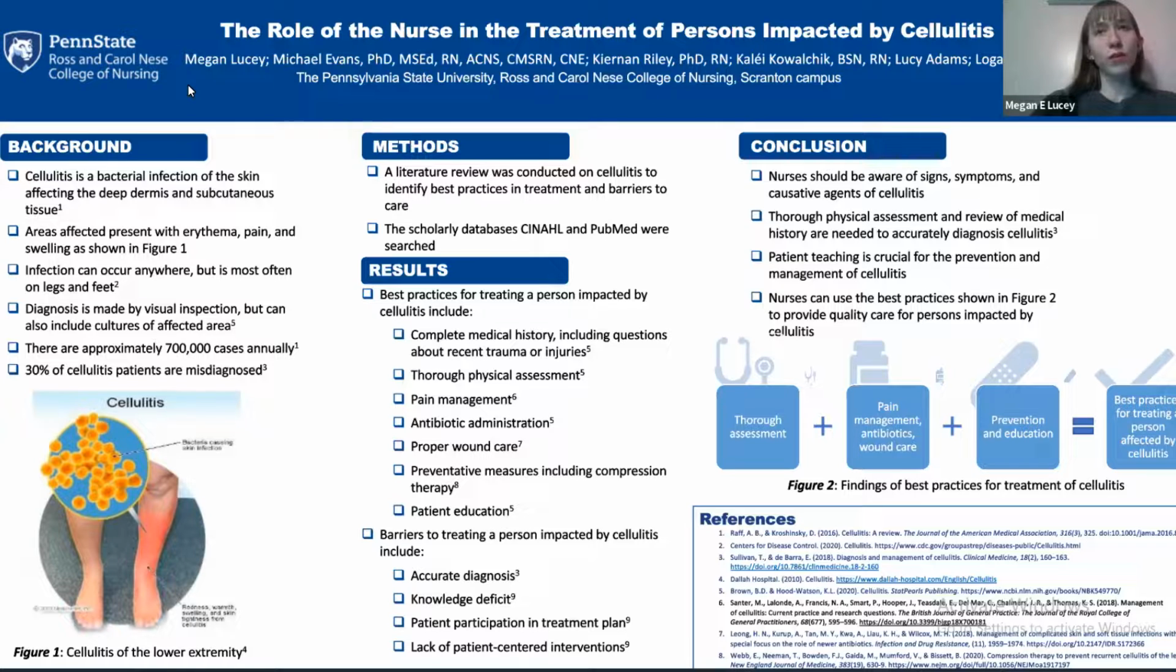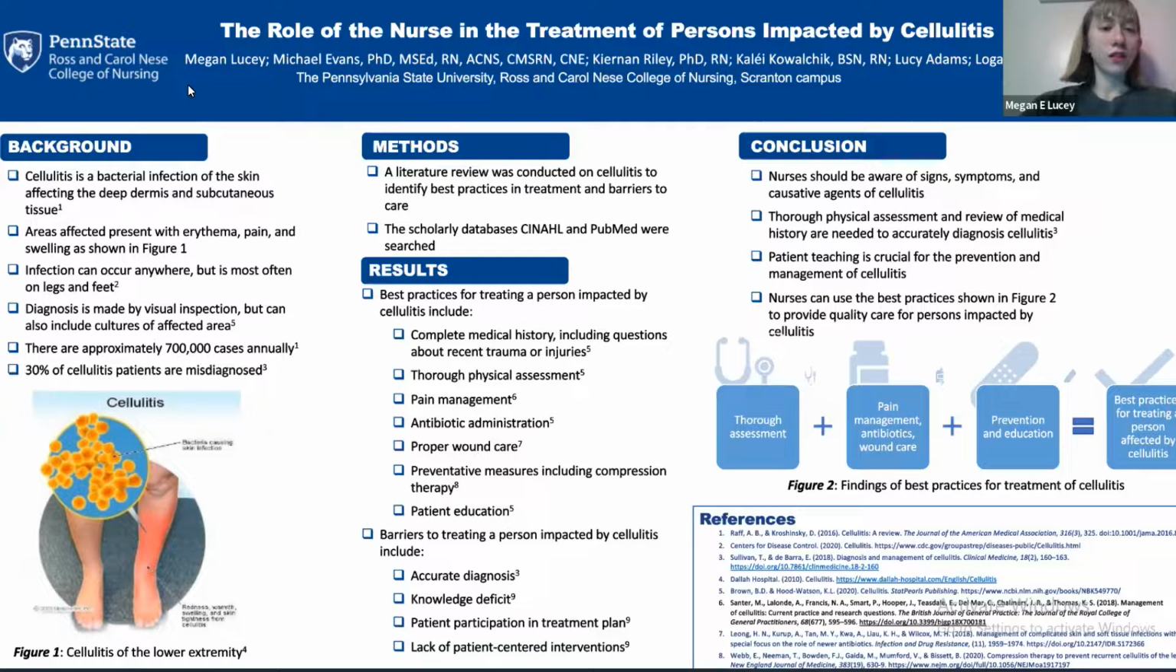Diagnosis is most often made through a visual inspection, and there's about 700,000 cases annually. So this is a significant illness. 30% of patients with cellulitis get misdiagnosed, which is a pretty significant amount. Usually the misdiagnoses are eczema or lymphedema. The method for this study was a literature review about the best practices and barriers to care.